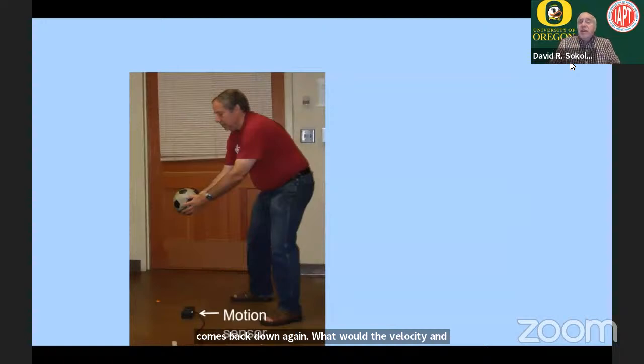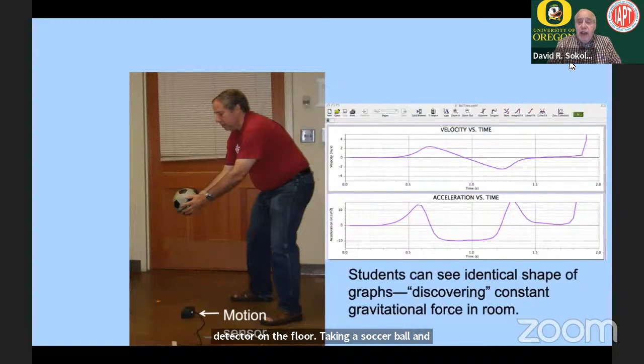We can do that demonstration by putting the motion detector on the floor, taking a soccer ball and tossing it above the motion sensor, and the graphs that are collected look like this. And the students can see, because the shapes of these graphs are exactly the same as the shapes of the graphs for the cart, that they have actually discovered that there must be some sort of force in the laboratory. And this, of course, is what we call the gravitational force. So it's just another example of interactive lecture demonstrations.